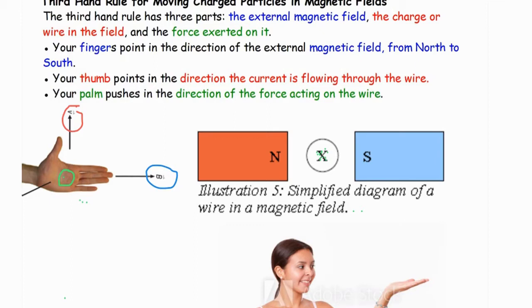My fingers would be pointing to the right because this is the direction of the external magnetic field. A compass would point that way if it was in between. So my fingers are pointing that way, and my palm is facing up. Now, your hand should kind of look like this, like in that photo. I found some stock photo online.